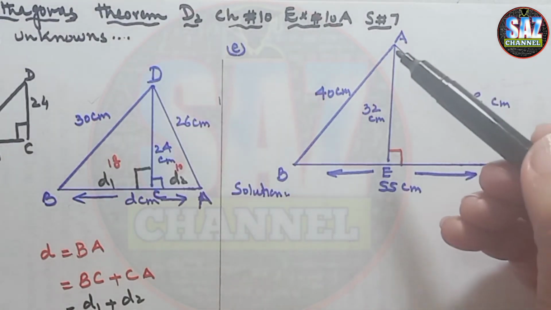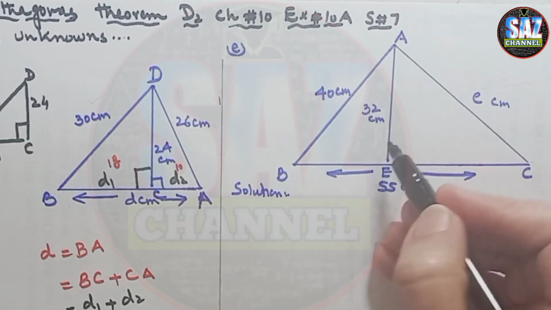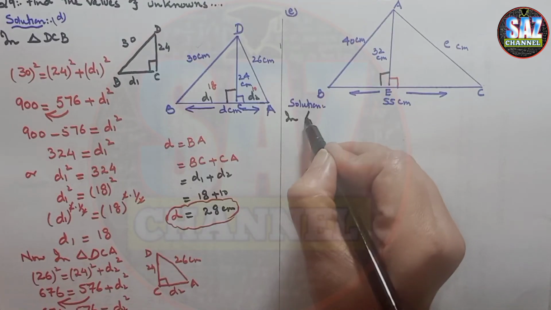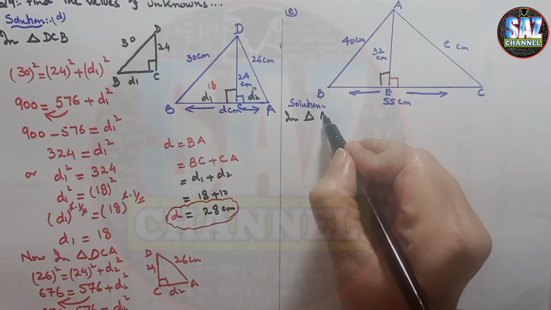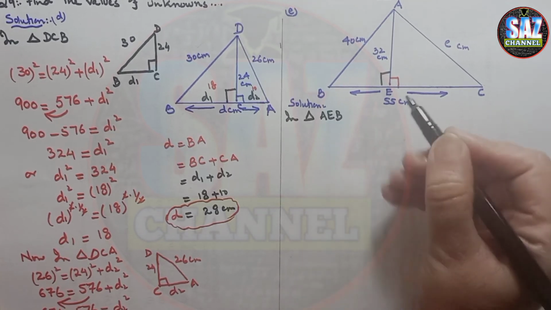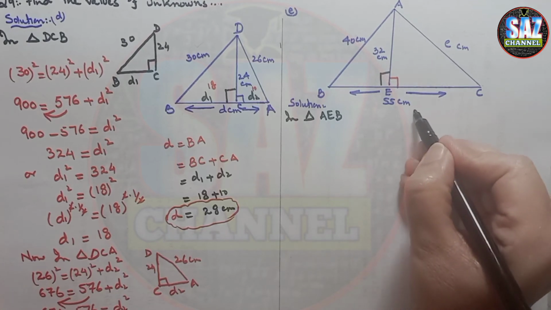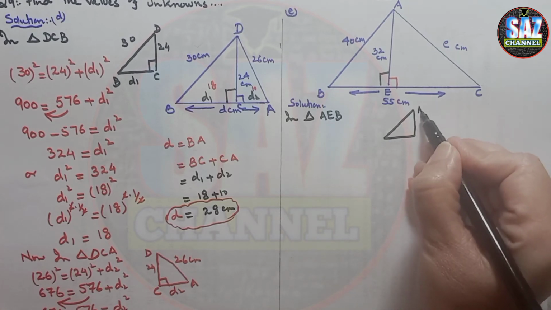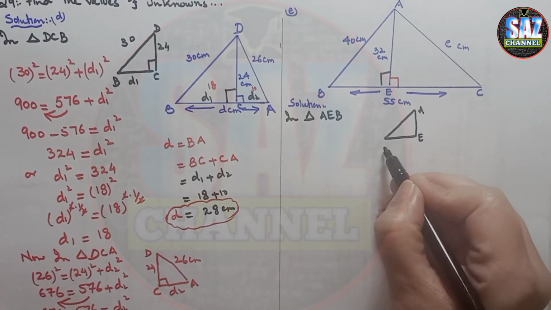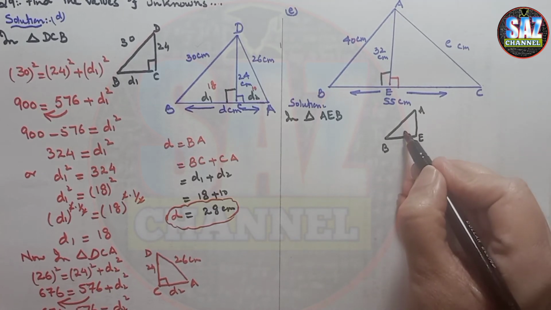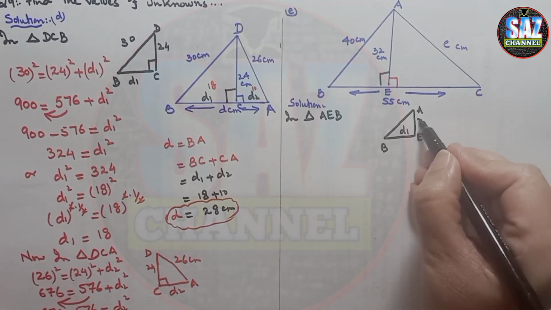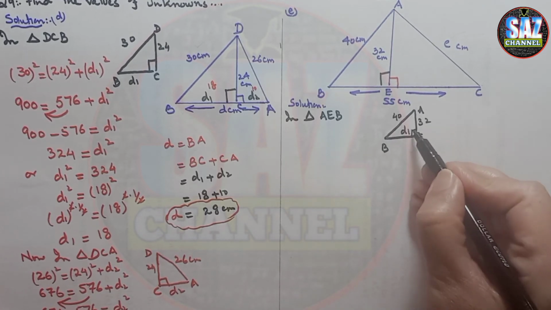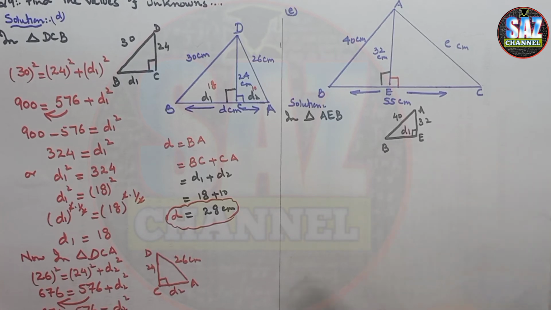First of all, I will be taking triangle AEB. Again, we have the 90-degree angle over here. In triangle AEB, A, E and B. So it's really good to make the reference figure here. This is small triangle A, E, and this is B, and let it be D1. This is 32 and this is 40 centimeter. And 40 centimeter is the face in front of 90 degree.